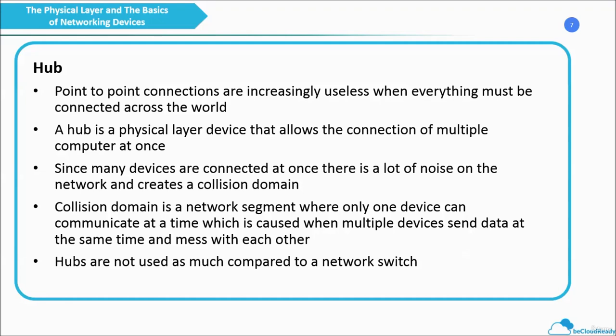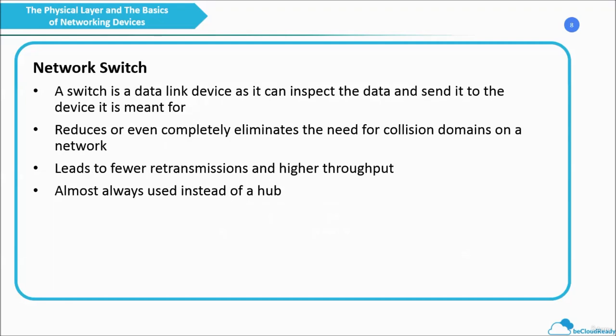Hubs are not used as much when compared to a network switch. Let's talk about a network switch. A switch is a data link device, as it can inspect the data and send it to the device it is meant for. This, therefore, will reduce or completely eliminate the need for collision domains on a network. When using a hub, you cannot inspect the data, and therefore the data will be sent everywhere, and hopefully it won't be sent multiple times at once, and there won't be a need for a collision domain.